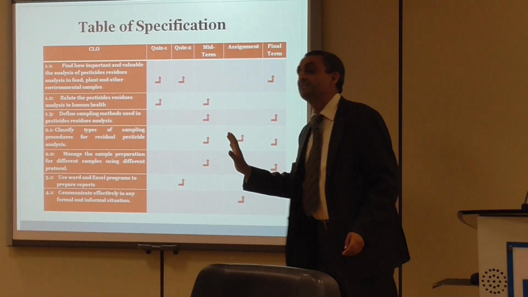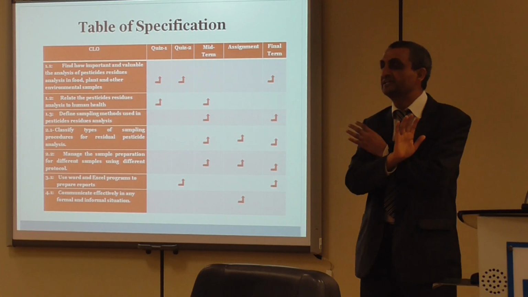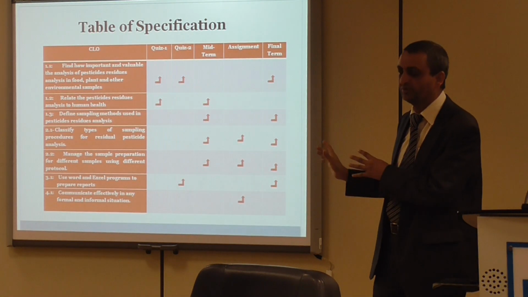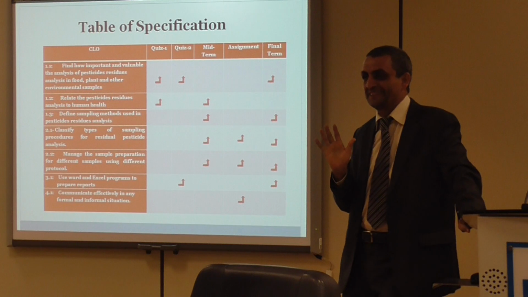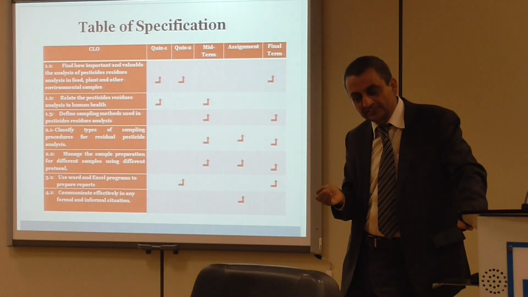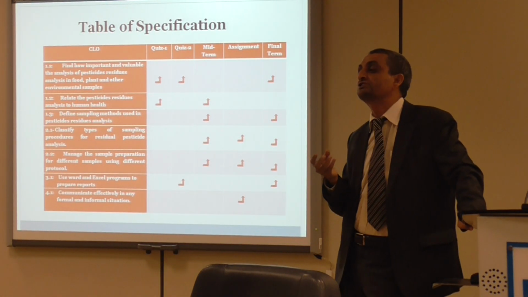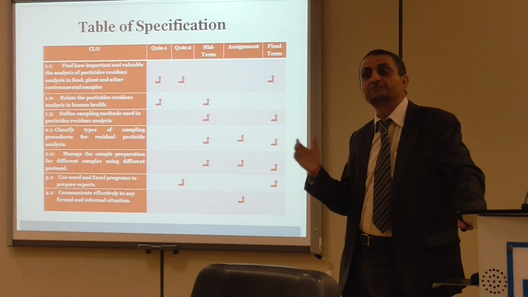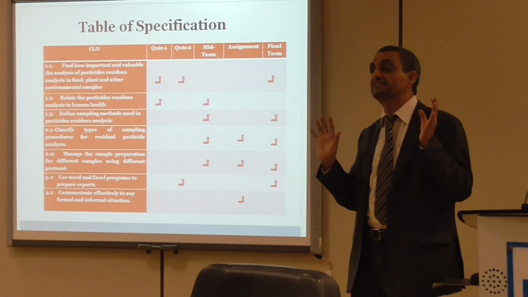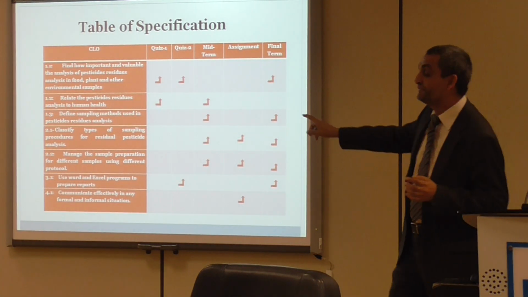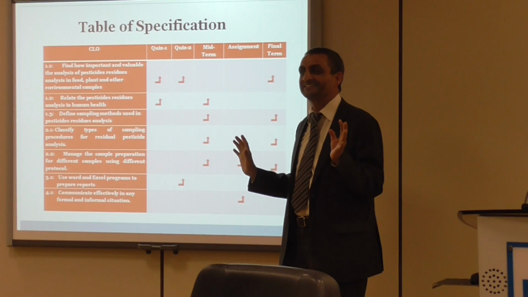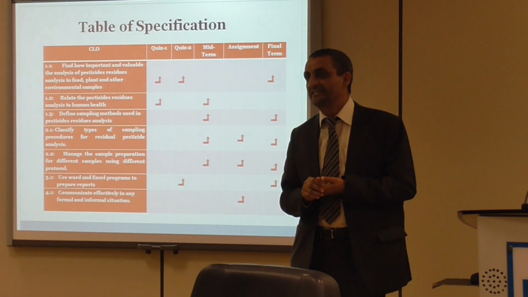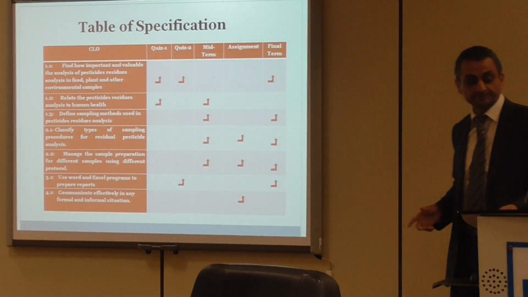So if this table is clear to you, your entire assessment is done. Only this table is an issue, or is not an issue, is the thing to learn. Internationally, this table is used and it is called the TOS table. T-O-S. Table of specification. If the TOS table is there, and if you have properly marked it for all courses, you are sure to get your CLOs assessed. Now see how we are going to do it.